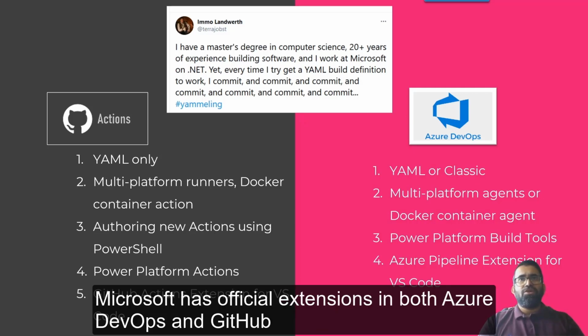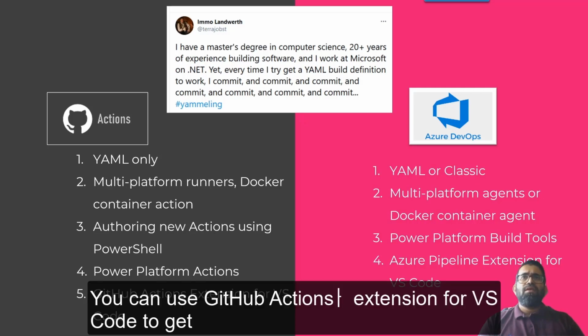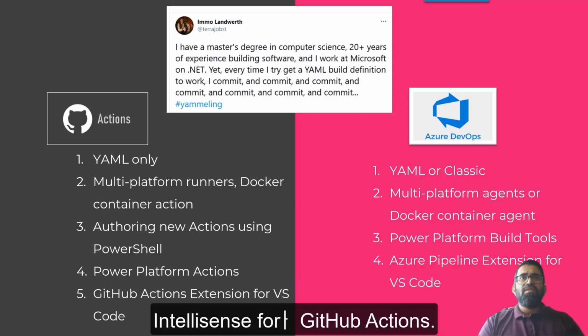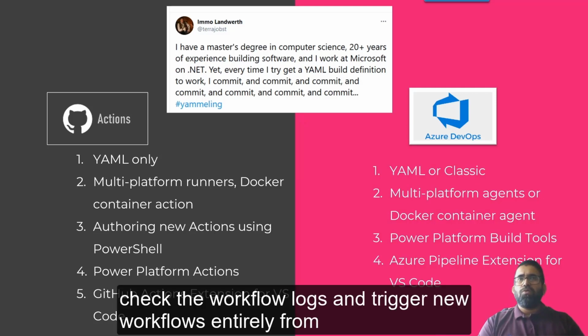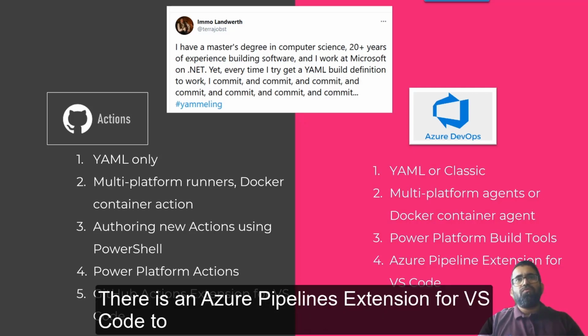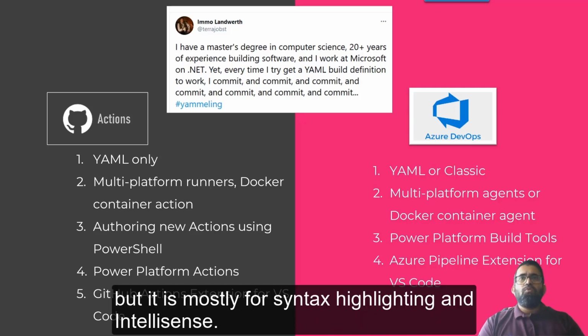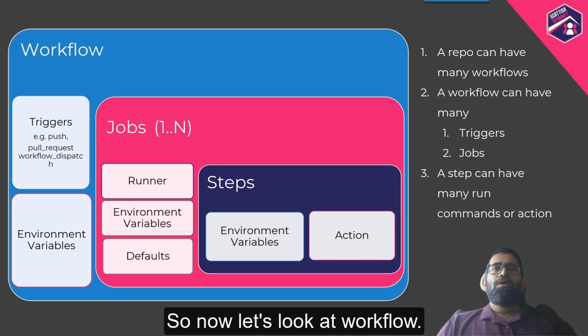Microsoft has official extensions in both Azure DevOps and GitHub Actions, although Power Platform Actions are still in preview. Lastly, you can use the GitHub Actions extension for VS Code to get IntelliSense for GitHub Actions, check the workflow logs, and trigger new workflows entirely from VS Code. There is an Azure Pipelines extension for VS Code to author Azure DevOps pipelines, but it is mostly for syntax highlighting and IntelliSense. So now let's look at workflow.